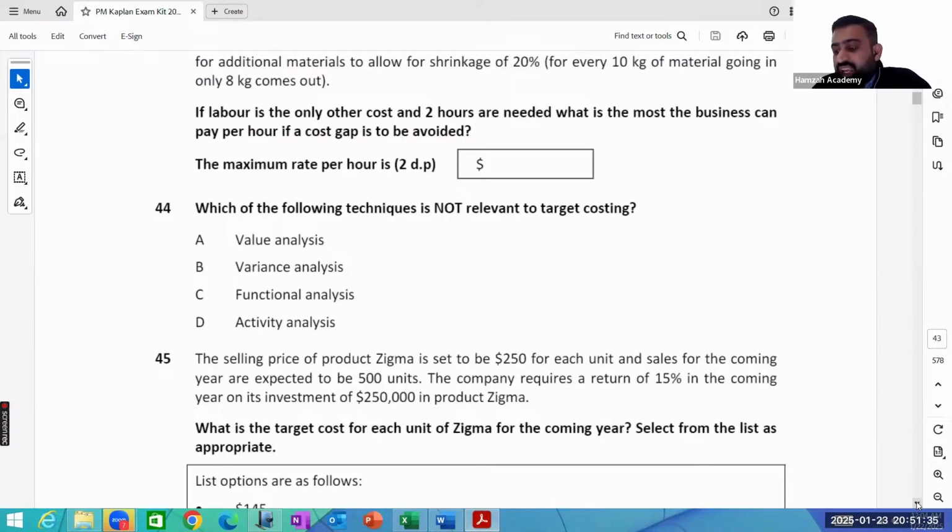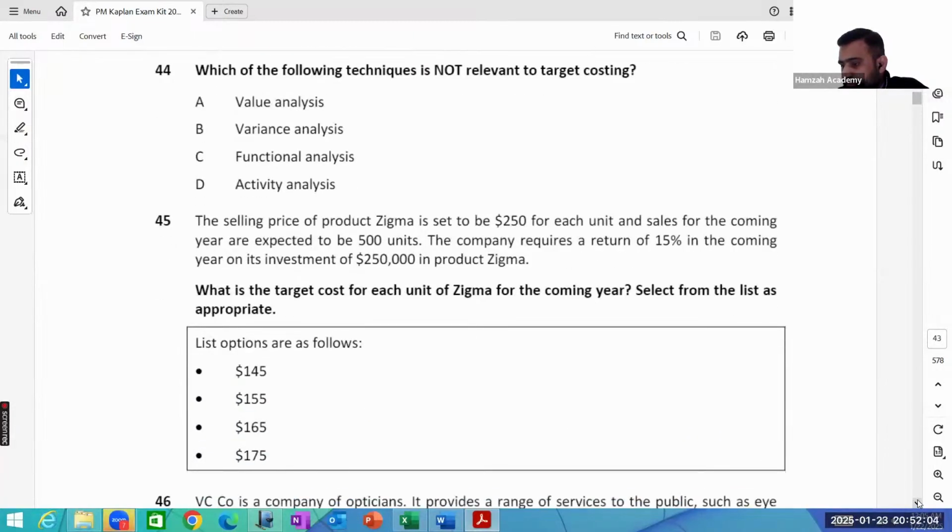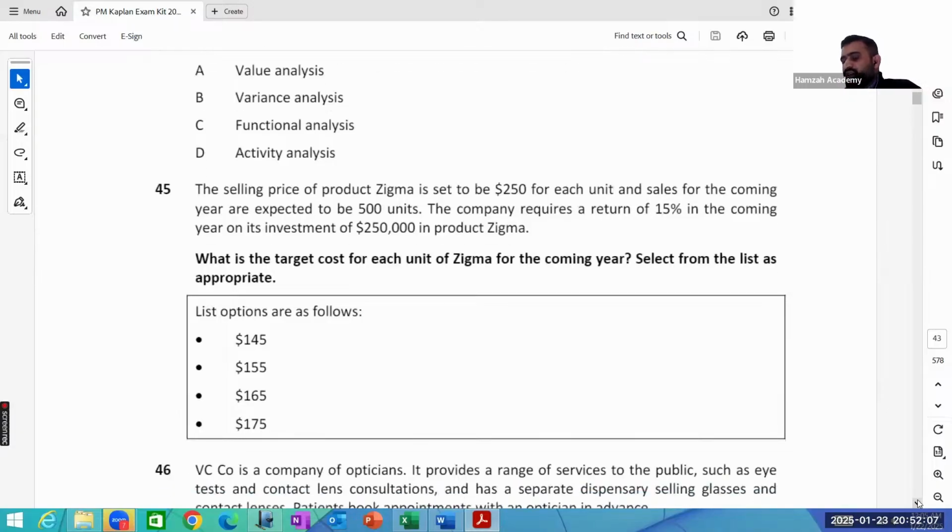Similarly, functional analysis and activity analysis are also used. In functional analysis, we identify through which function, by improving the function or activities, we can reduce the cost gap. So A, C, and D are relevant. We will talk about this when we study the theory of this topic. But B is not relevant to target costing. So the answer to question 44 will be option B. Question 45. Question number 45. Please calculate the target cost.